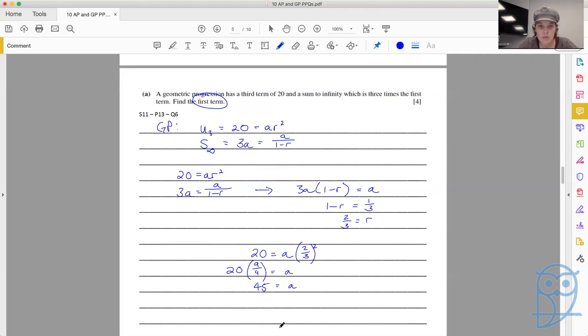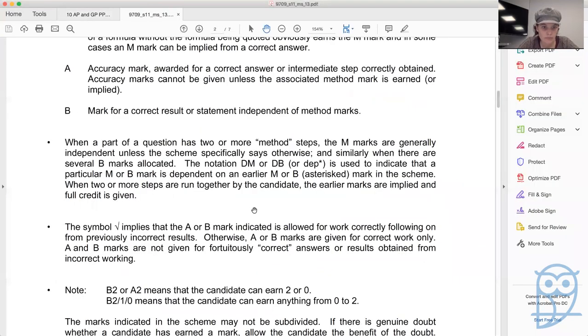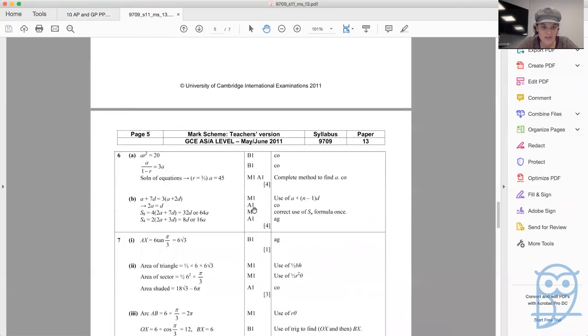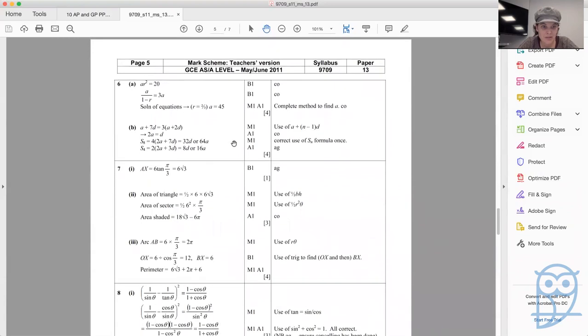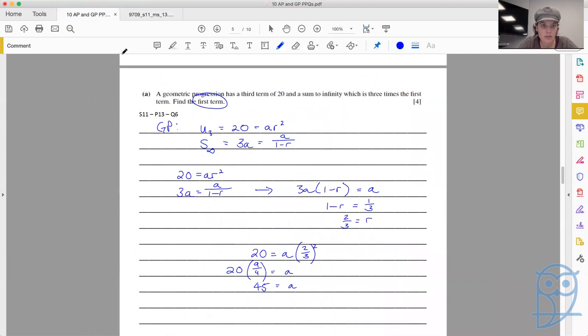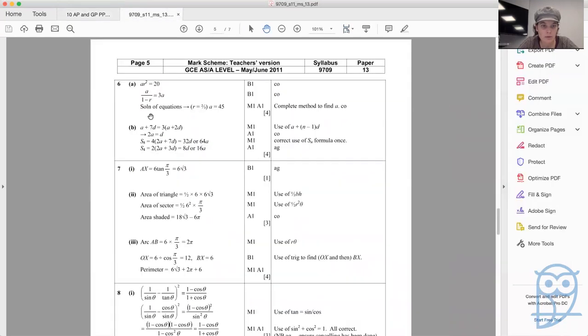So we get a equals 45. And we are actually going to take a very quick break and check the answer for this one. Summer 11, 13, 6. You know those days when you just don't trust yourself. What are we doing? Summer 11, 13, 6, part A. Okay, so we are right.